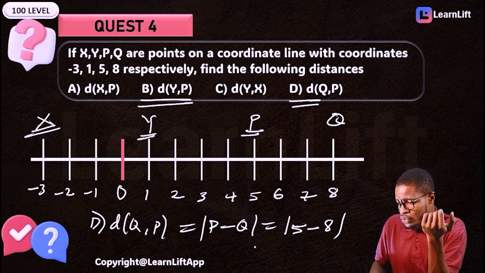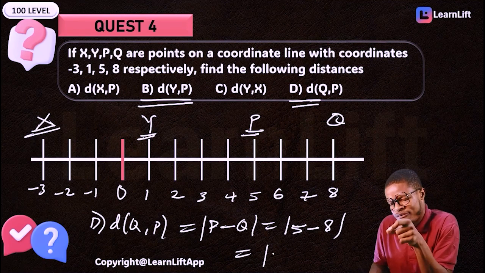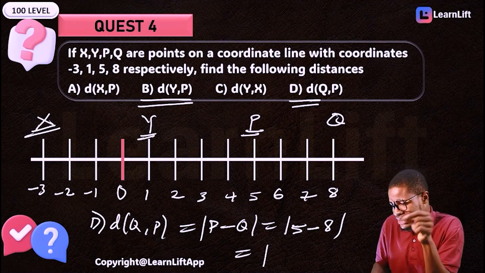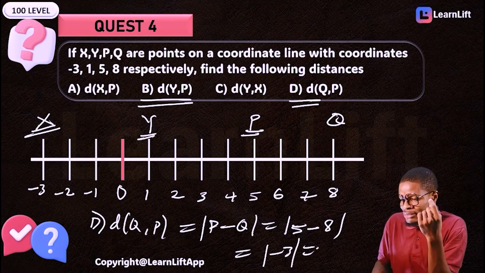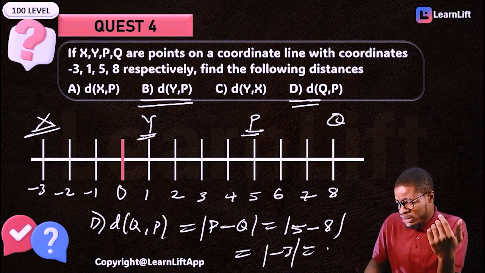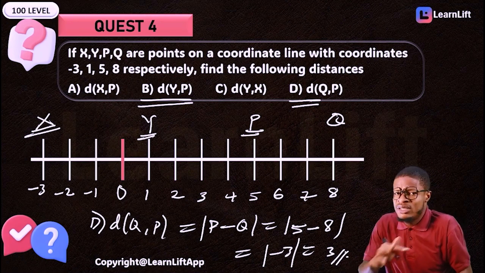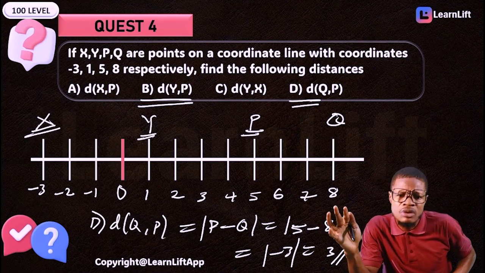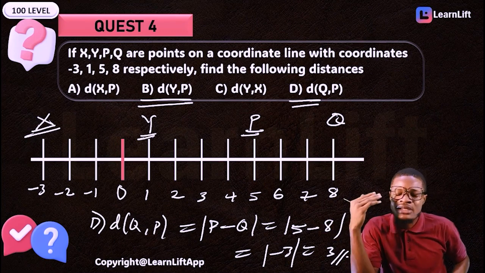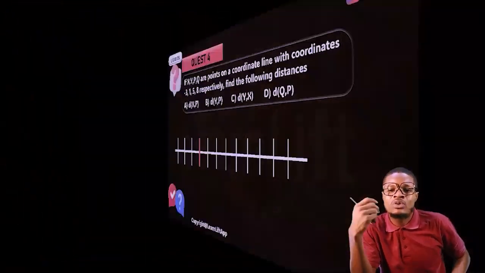8, right? So that's going to give you the absolute value of what's 5 minus 8? 5 minus 8 is going to give you minus 3. And the absolute value of minus 3, what will it be? 3 becomes the answer, and then you are out of there. So you see that all of these things are very, very simple, right? Oh, yes. If you understand this question, very quickly, now let's look at question number 5.